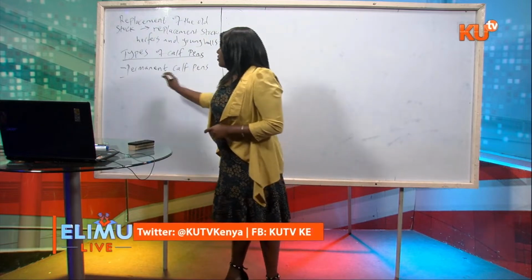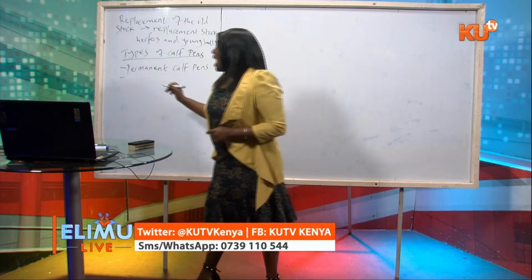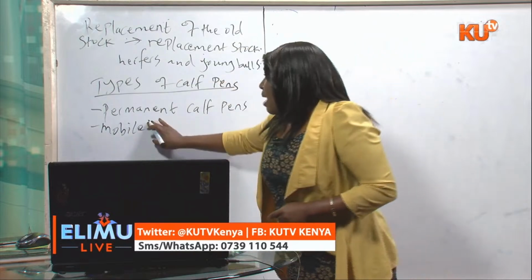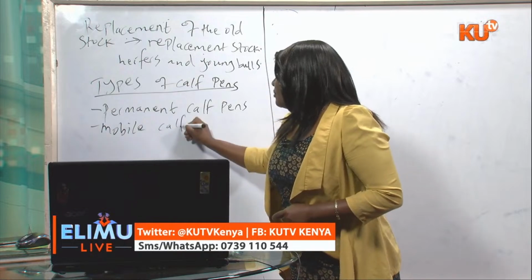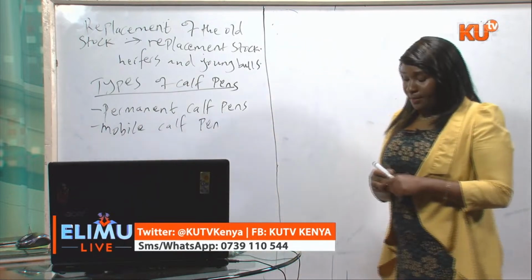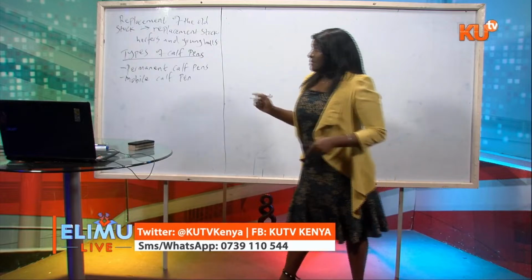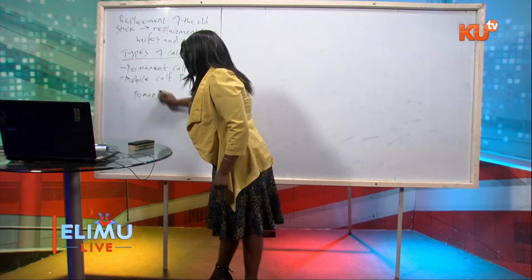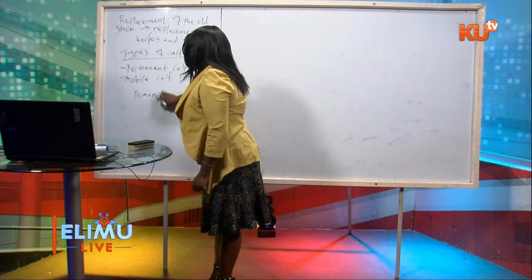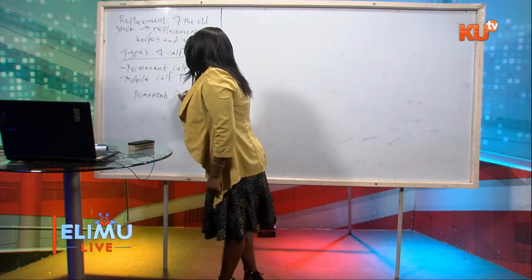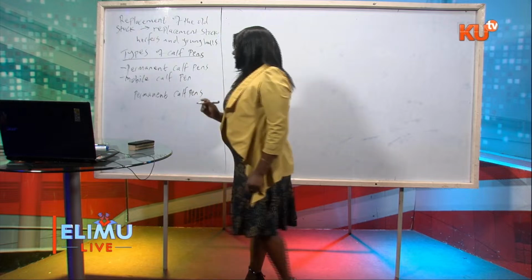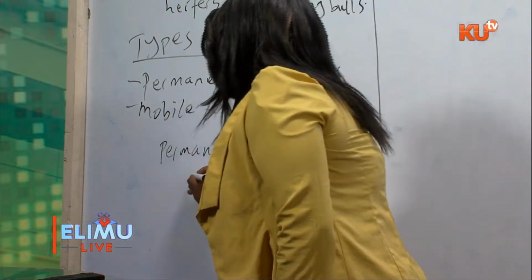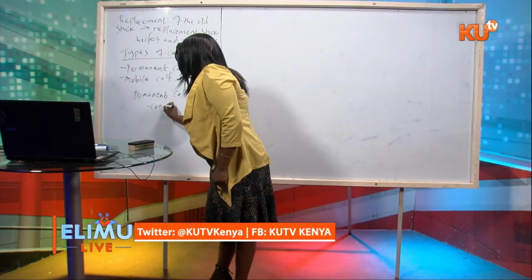So we are saying we have two types of calf pens, the permanent one, and the mobile one. So you can construct a mobile calf pen or a permanent calf pen. Now, under the permanent calf pens, again, we have two categories. And the first category is the one that involves concrete, or rather it has concrete floors.